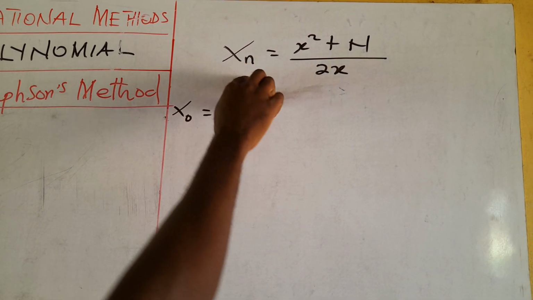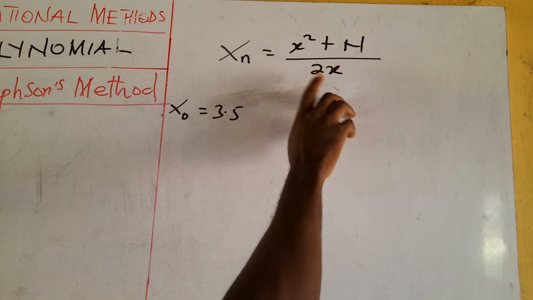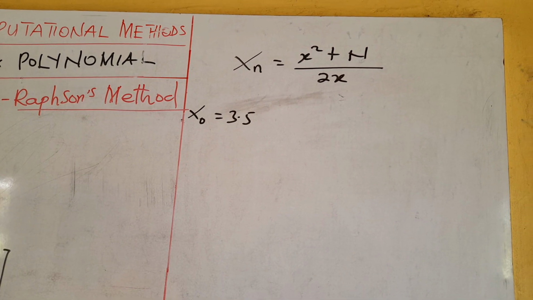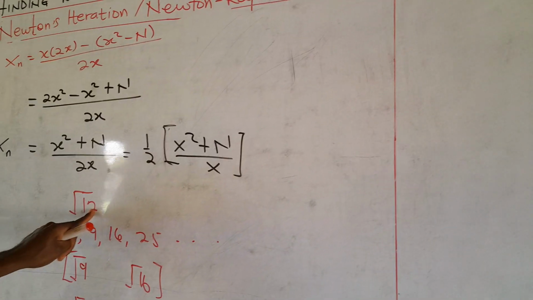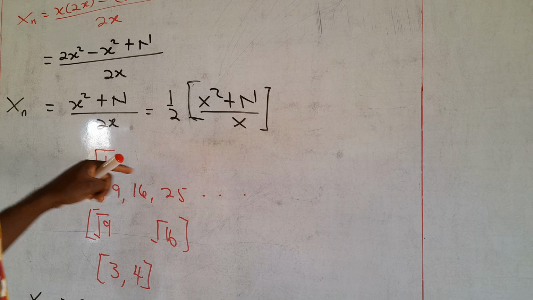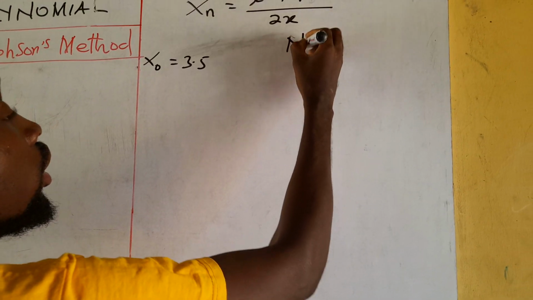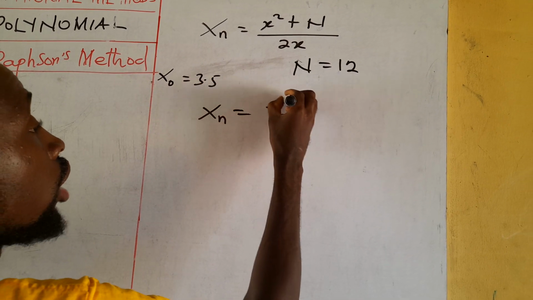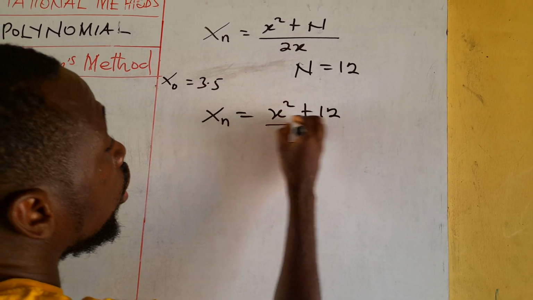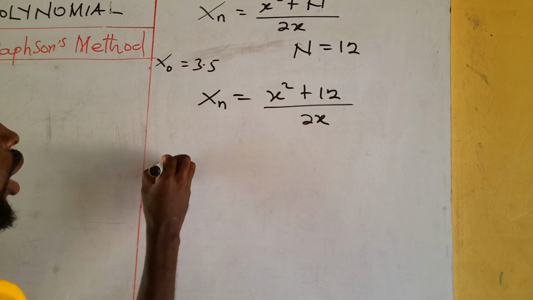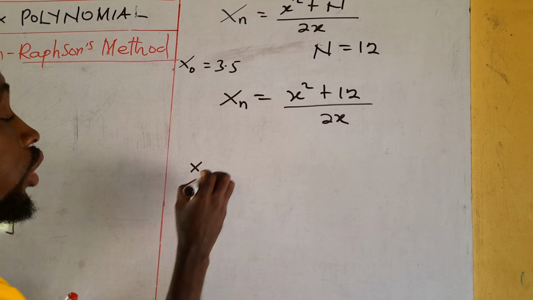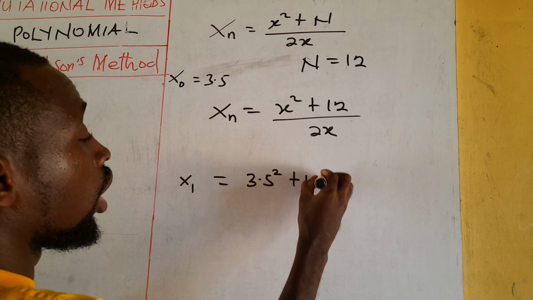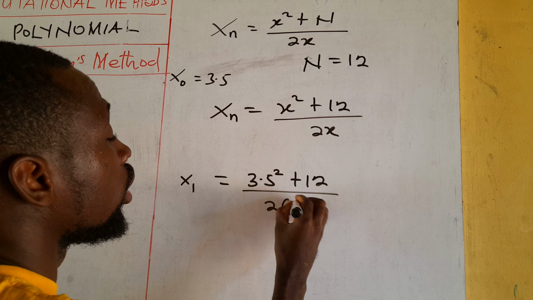So remember, we got our algorithm to be x squared plus n all over 2x and our x0 to be 3.5. What is this n? The n is this. So we are evaluating the square root of 12. So n is 12. So our x_{n+1} will be equal to x squared plus 12 all over 2x. Then we can find the first iteration, x1, to be equal to 3.5 squared plus 12 over 2 times 3.5.